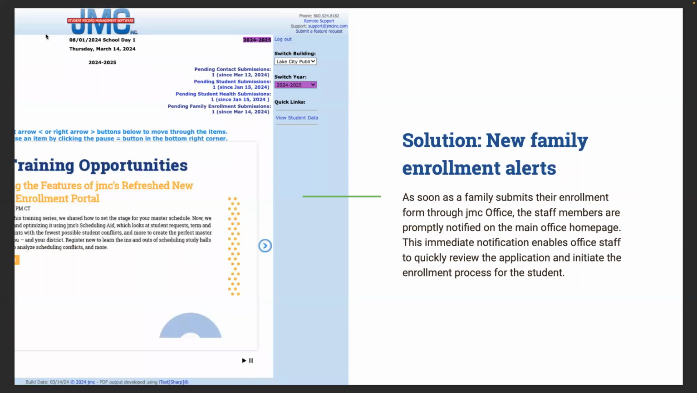The solution: we've got new family enrollment alerts. As soon as a family submits their enrollment form through JMC Office, the staff members are promptly notified on the main office homepage. This immediate notification enables office staff to quickly review the application and initiate the enrollment process for the student. So you've got these alerts in JMC on your homepage. Anything that comes in, you've got these alerts. But here we can see we've got a pending family enrollment submission.